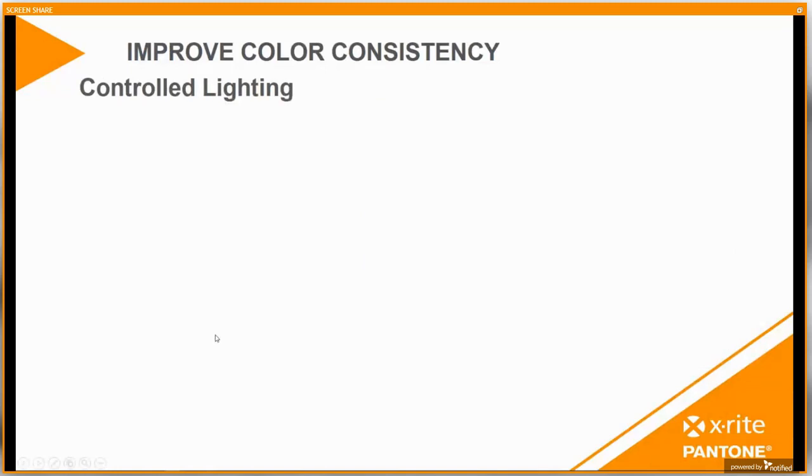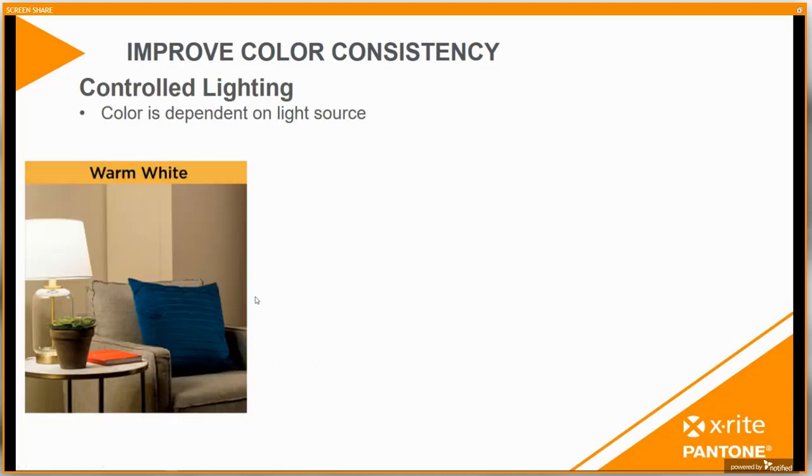It starts with light, and so we've got to control the lighting. Color is dependent on light source. So I'm going to show you a few pictures here to help you see and understand that. So here's a photo: a lamp on a table, a chair, a pillow, the walls. The chair's kind of a beigey color, so are the walls. But this is what that all looks like if we've got warm white light in the room.